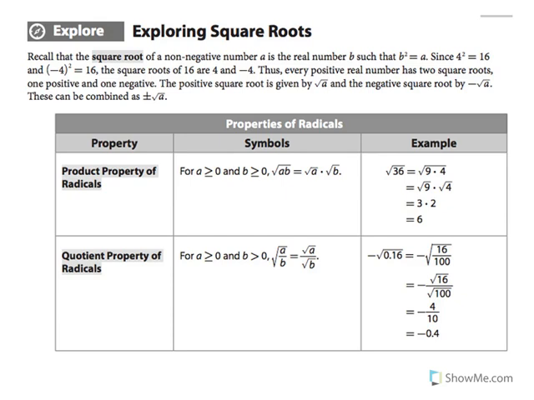Quotient property of square roots. For a greater than or equal to 0 and b greater than 0, square root of a divided by b equals square root of a divided by square root of b. For example, negative square root of 0.16 is equal to negative square root of 16 divided by 100, equal to negative square root of 16 divided by square root of 100, equal to negative 4 divided by 10, and that is negative 0.4.